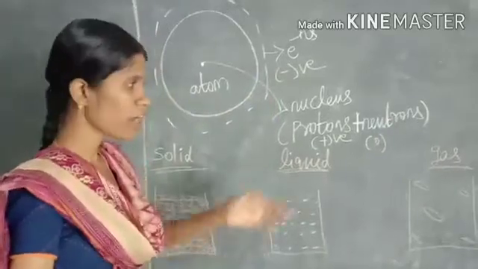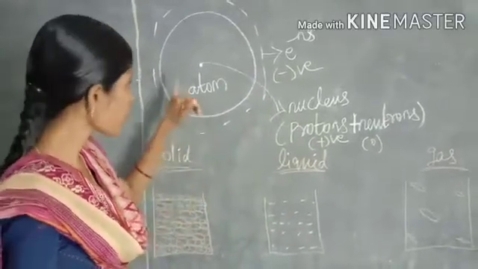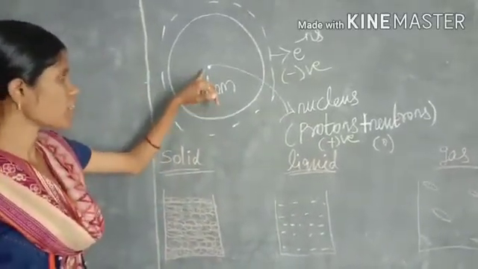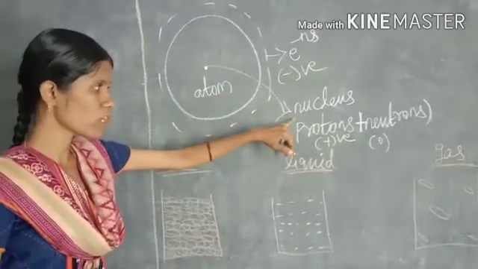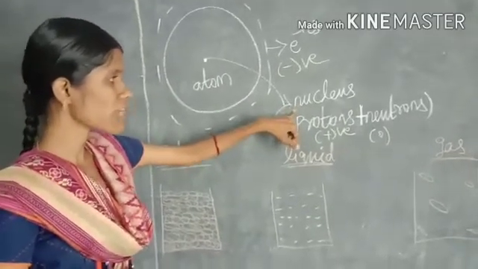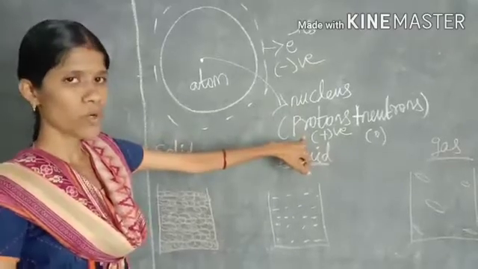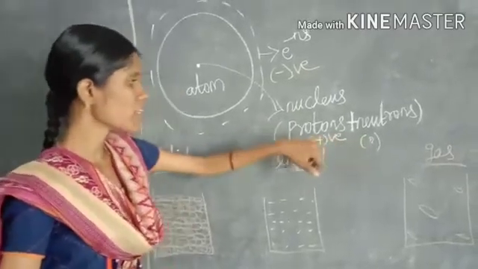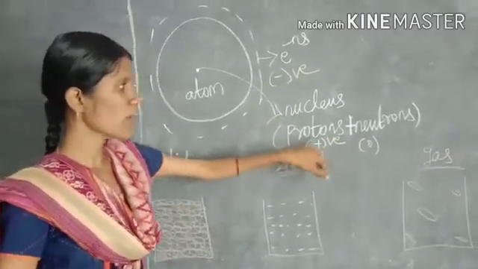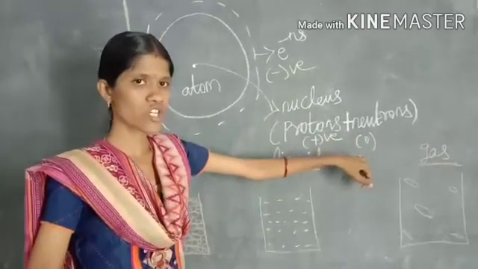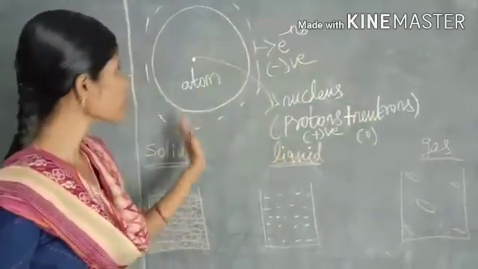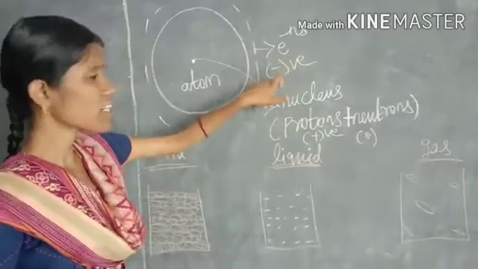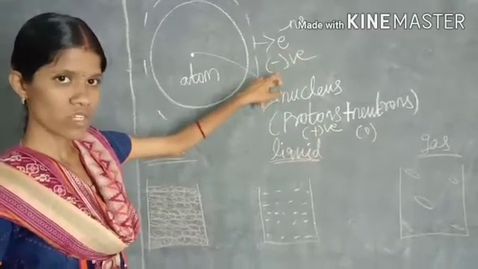There is no charge for the neutron. So we have to consider one atom. At the center of the atom there is a nucleus, and inside the nucleus there are two things, protons and neutrons. The charge of the proton is positive and the neutron is chargeless, or zero charge. Outside the atom we have an electron and it has a negative charge, okay students.